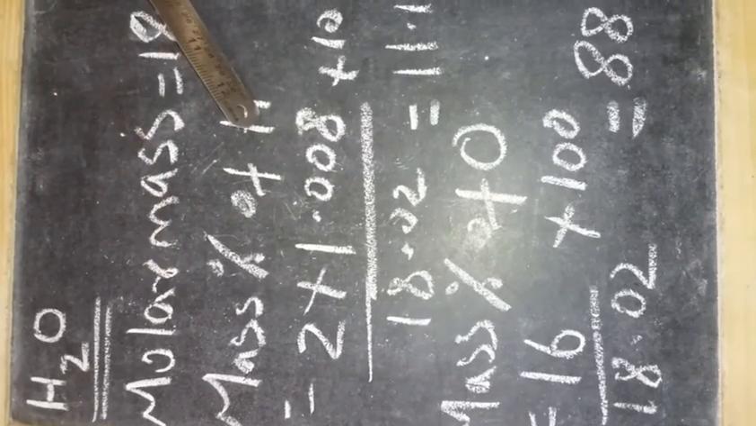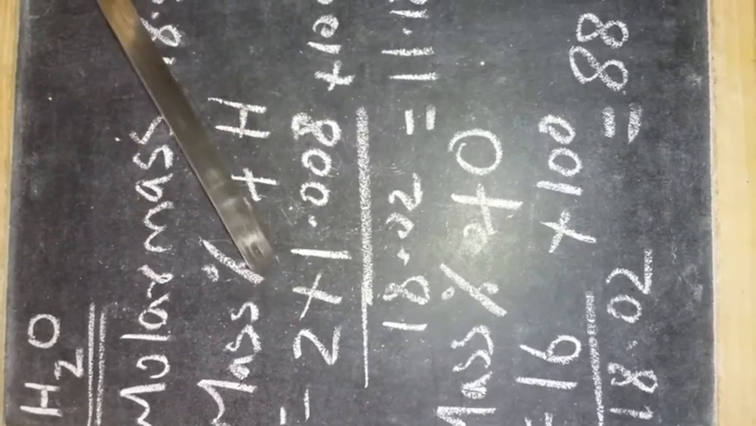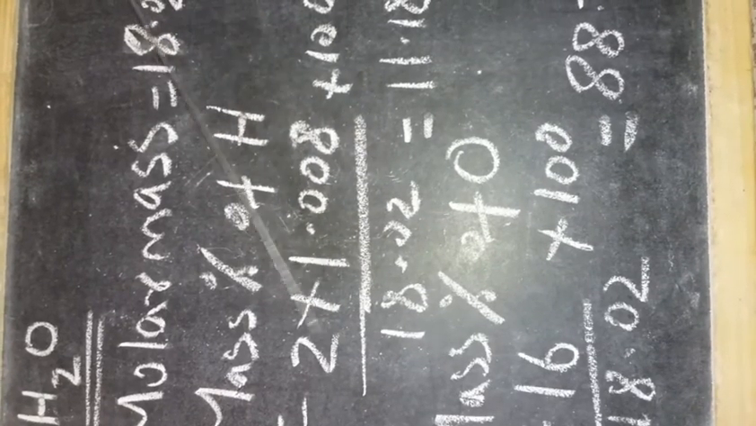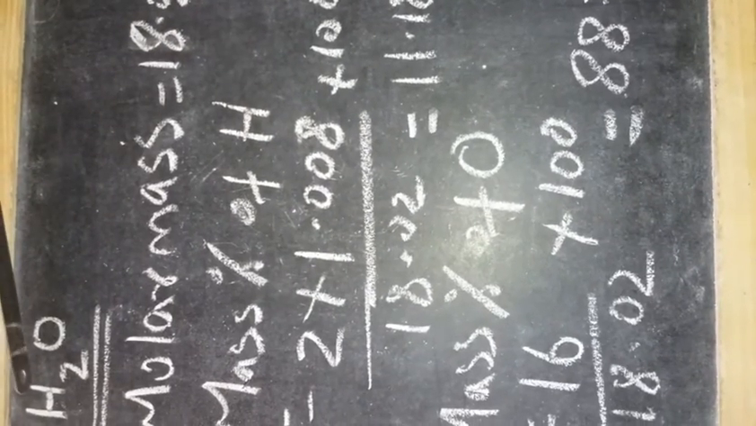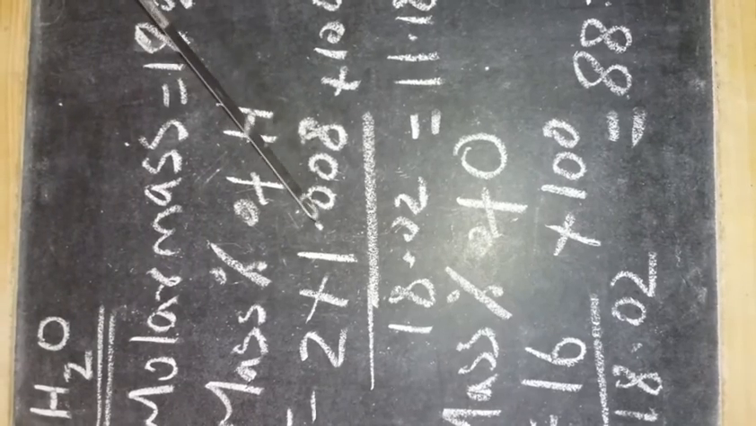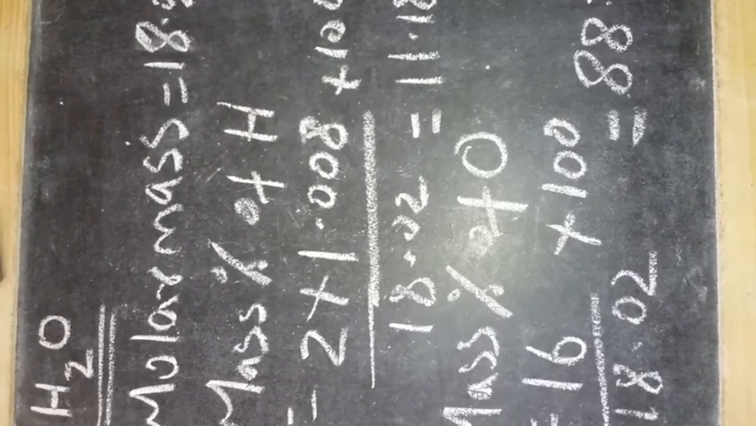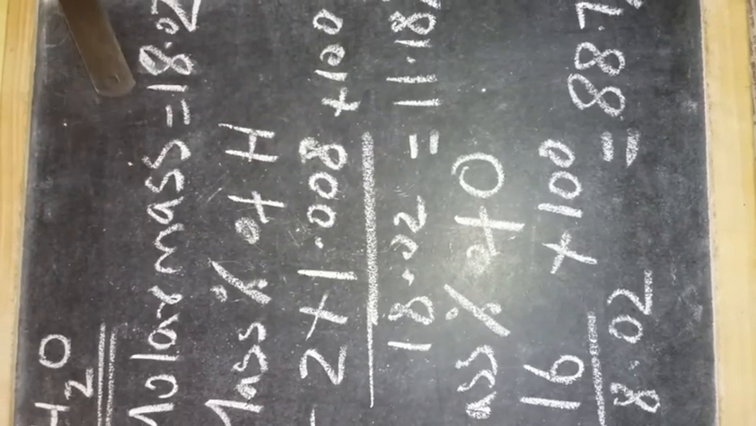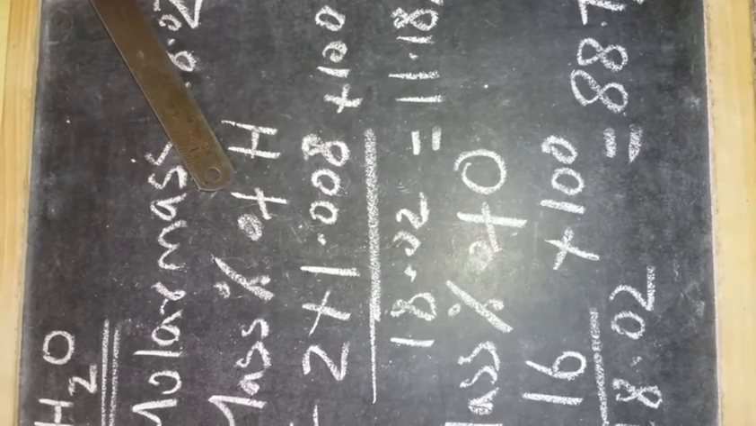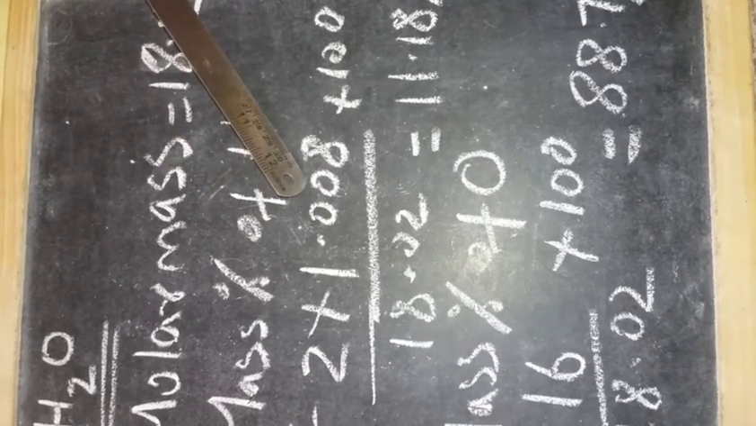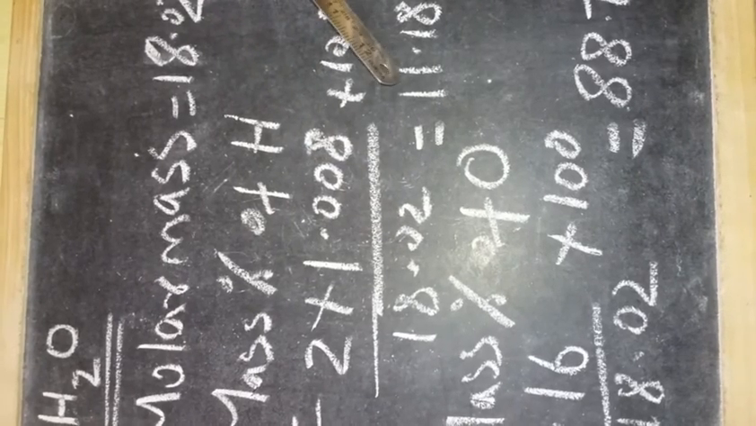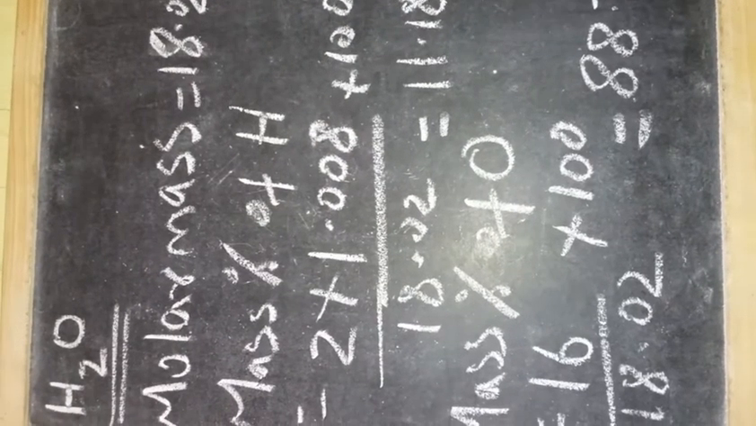The mass percent of hydrogen will be equal to 2 × 1.008 divided by 18.02. 2, because in water there are two hydrogen atoms, and 1.008 is the mass of one hydrogen atom. 18.02 is of course the molar mass of water. So as per the formula, the mass percentage of the element is equal to the mass of that element divided by the mass of the compound multiplied by 100, which is equal to 11.18%.